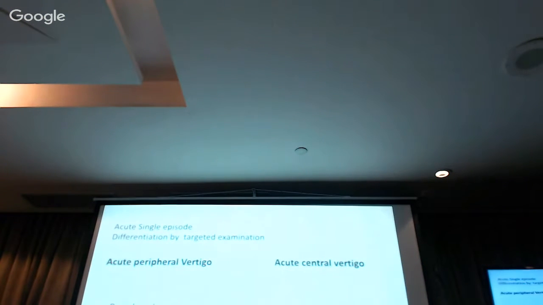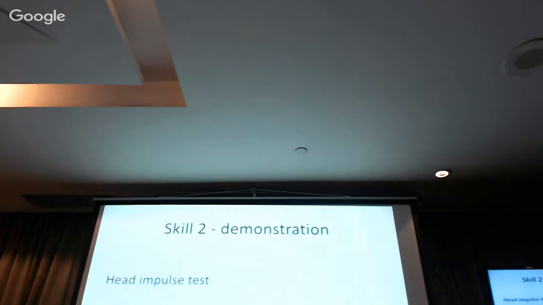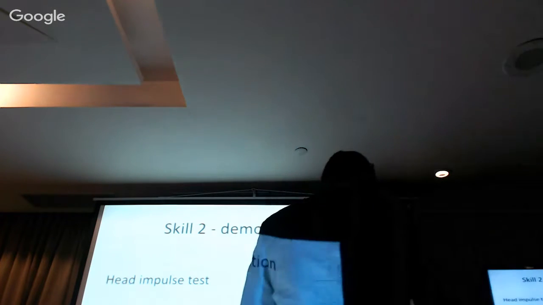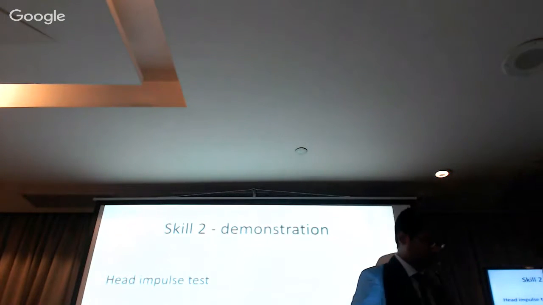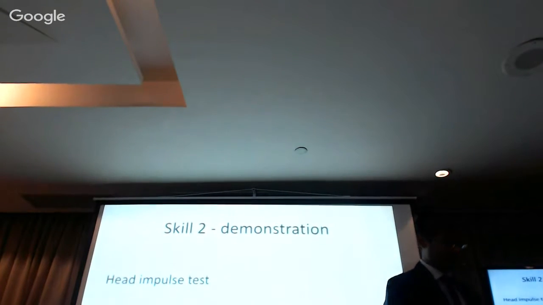Okay, so are you comfortable with this slide now? How to differentiate acute severe vertigo, acute peripheral vertigo, and acute central vertigo: peripheral nystagmus, central nystagmus, normal eye movements, abnormal eye movements, head-impulse test positive, head-impulse test negative. So we go to the demonstration. Head-impulse test demonstration. And after that, you can examine each other and practice the skill.